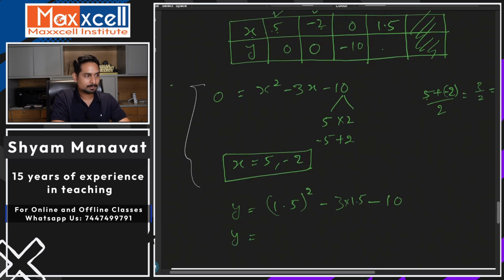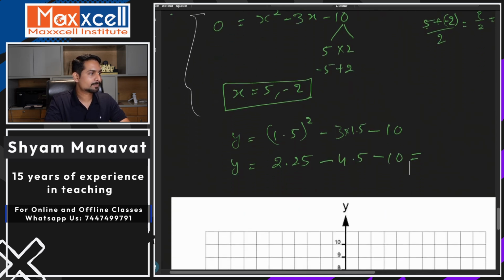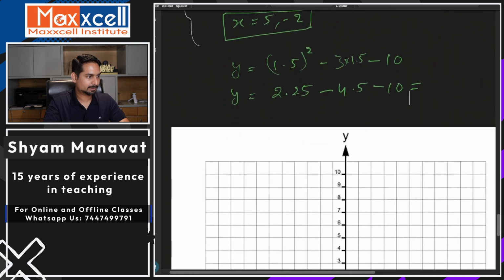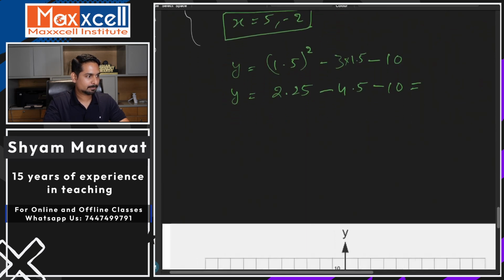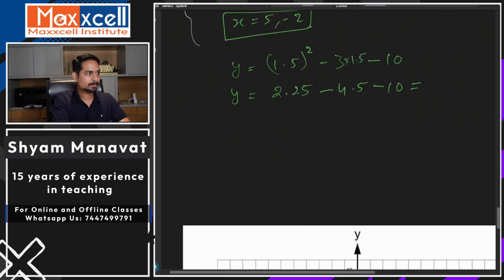1.5 square, 2.25. Minus, this is what? 4.5. Minus 10. What do you get? Calculate. Let me shift the graph in the meantime. Yes, got it? Yeah, 2.25 minus 4.5, minus 10, that is minus 12.25.